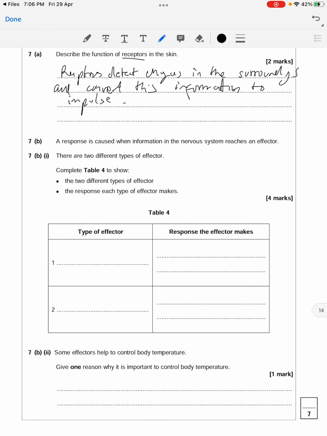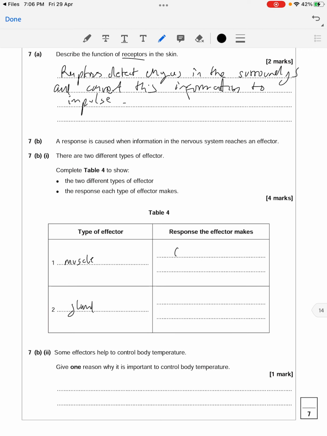It could be the brain, but you guys get the idea. Right, a response is caused when information in the nervous system reaches an effector. Now there are two types of effectors. Complete Table 4 to show the different types of effectors and the response each effector makes. So there is one called the muscle effector, that's one you need to remember, and one called the gland effector. Remember, there are 4 marks, split into 1 mark each, okay?